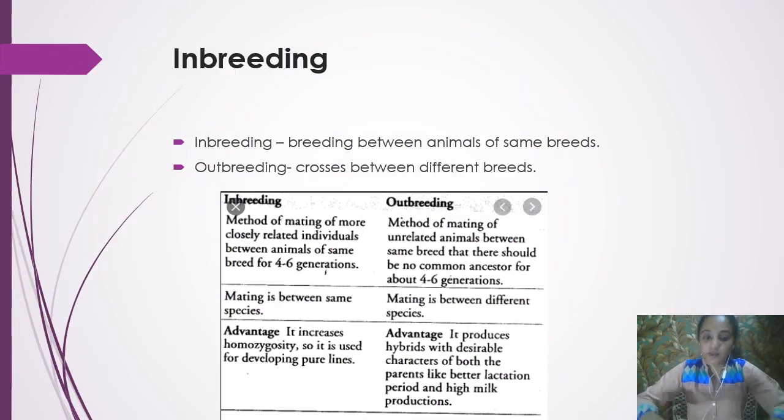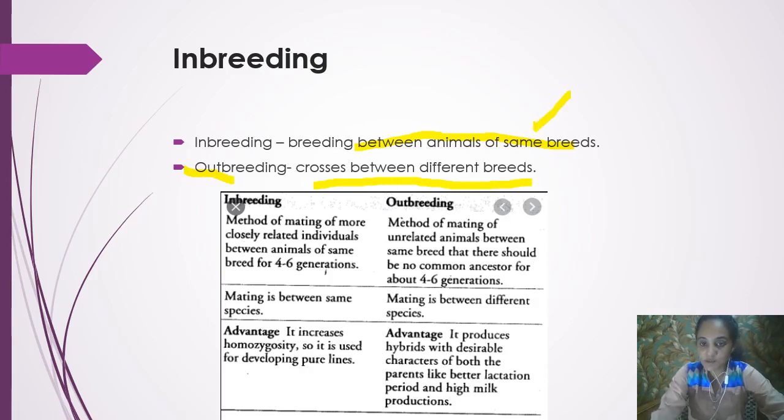So, what is inbreeding? Inbreeding means breeding between animals of the same breed. That's why the word is called in, meaning inside. And outbreeding means, as I told you, the word out means crosses between different breeds. So that is the main difference we can note here: inbreeding is of the same breed and outbreeding is of different breeds. You can mention this difference in your copy. Your question is, what is the difference between inbreeding and outbreeding? Explain with at least 3 points. Okay, so let's see the differences.